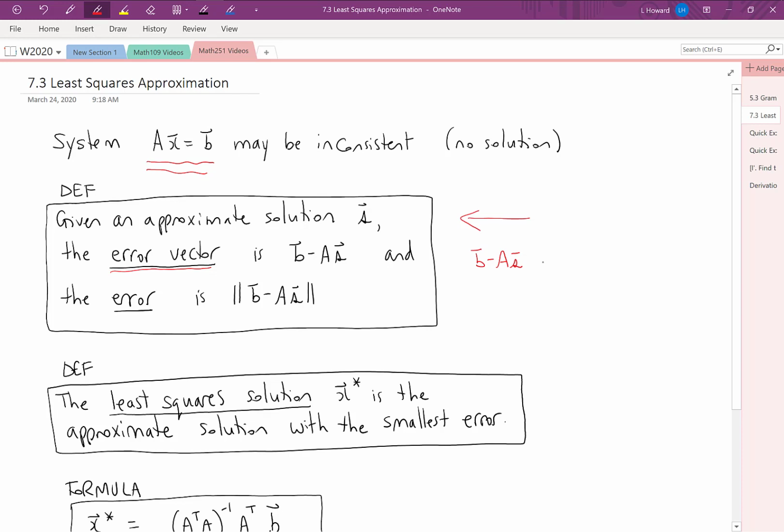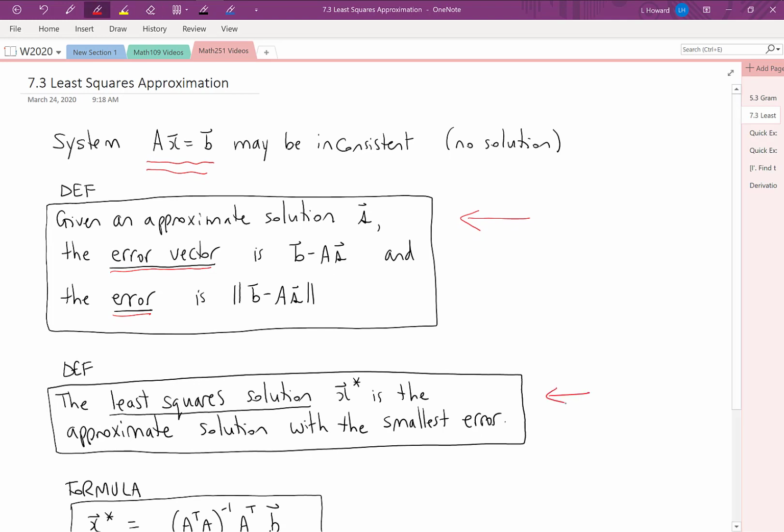And if we wanted to boil that down to a single number, we could talk about the error just by calculating the length of that vector b minus As. So the smaller that length is, the better the solution s approximates the solution to the system, or the better the solution s is, you could say. All right, so with that, we're going to look at a second definition here.